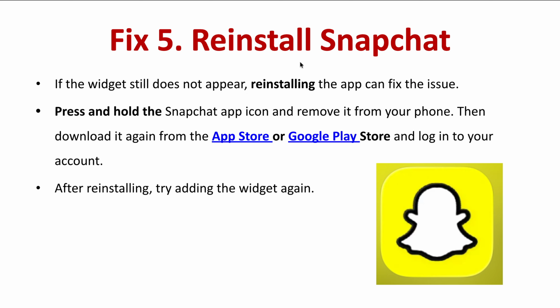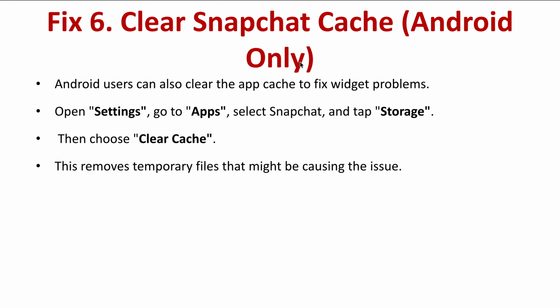Fix 5 is reinstall Snapchat. If the widget still does not appear, reinstalling the app can fix the issue. Press and hold the Snapchat app icon and remove it from your phone. Then download it again from the App Store or Google Play Store and log in to your account. After reinstalling, try adding the widget again. Fix 6 is clear Snapchat cache, Android only. Android users can also clear the app cache to fix widget problems. Open settings, go to apps, then select Snapchat and tap storage, then choose clear cache. This removes temporary files that might be causing the issue.